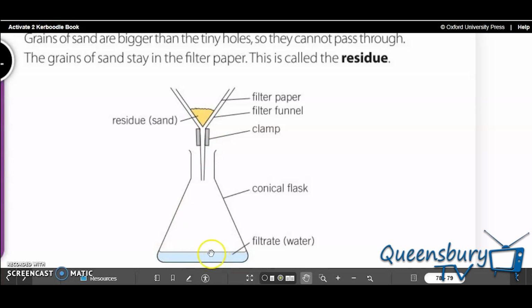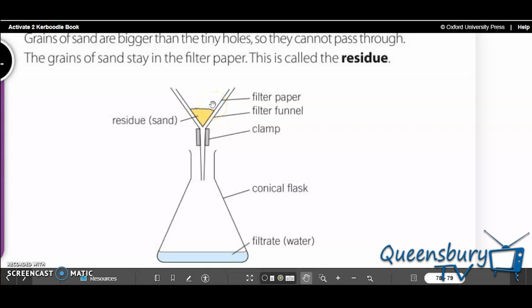And because it does not dissolve, when we carry out this experiment, which if you remember we have already done in the lab, the sand gets trapped within the filter paper. So here's the filter paper, and the liquid, water, which is a solvent, passes through. So I've managed to separate that mixture of sand and water by carrying out filtration.